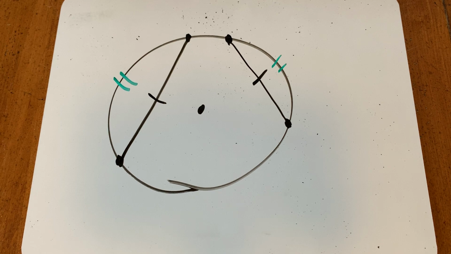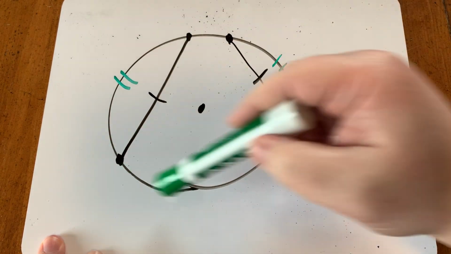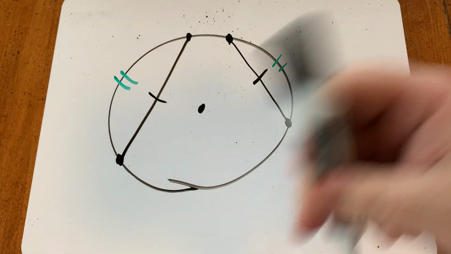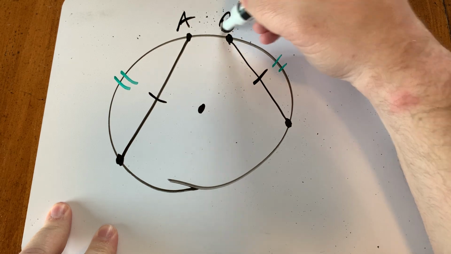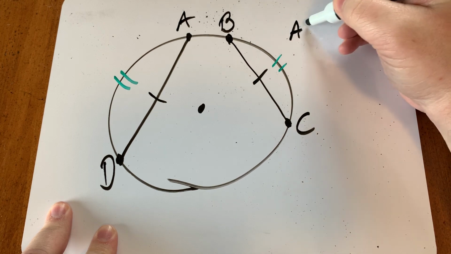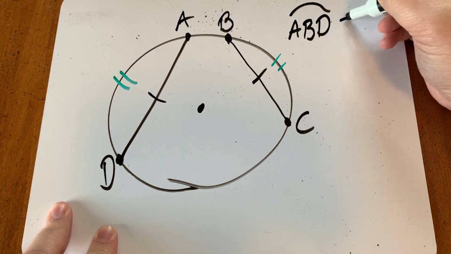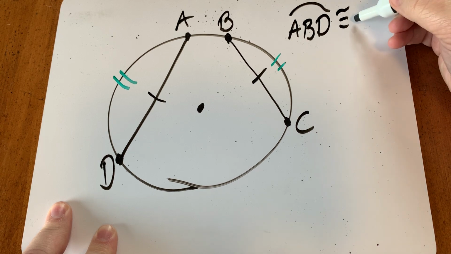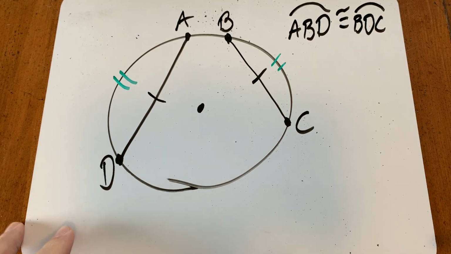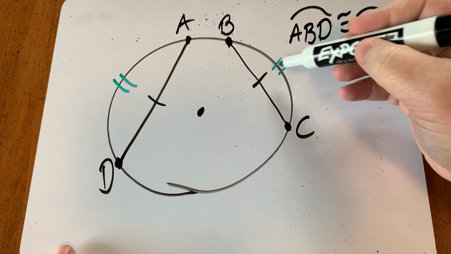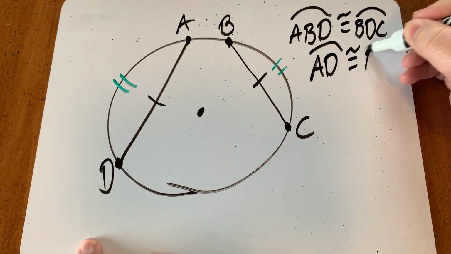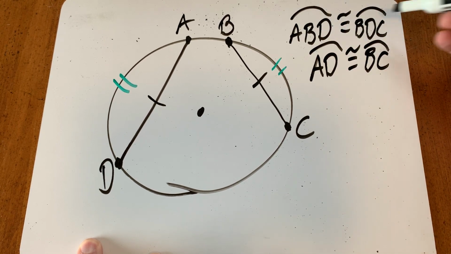Now, that also applies to the major arcs. This major arc would be congruent to that major arc. So if I gave these points names, A, B, C, and D, we could say that arc ABD is congruent to arc BDC because these chords are congruent. So it works for both the minor arcs AD and BC and the major arcs ABD and BDC.